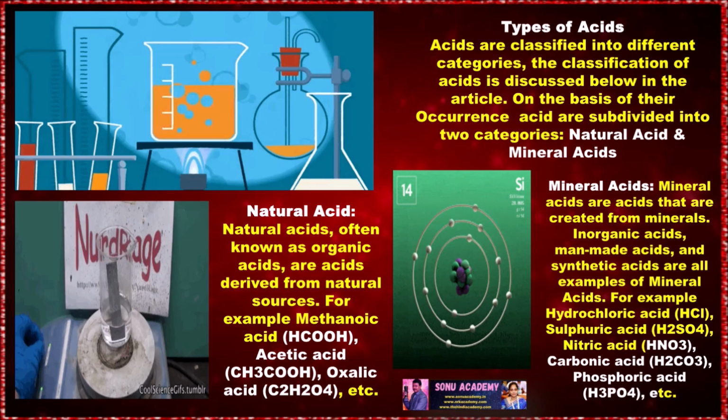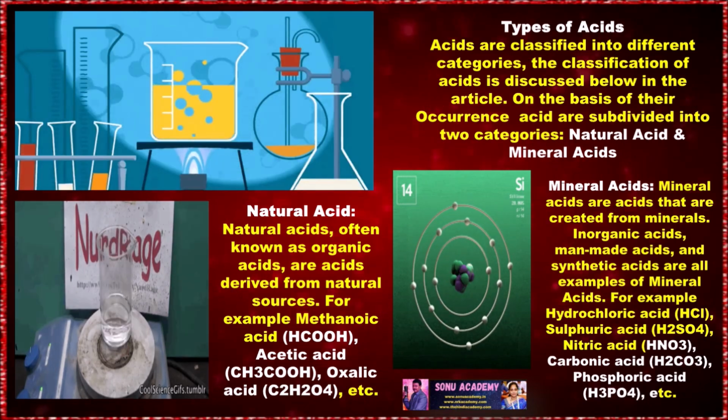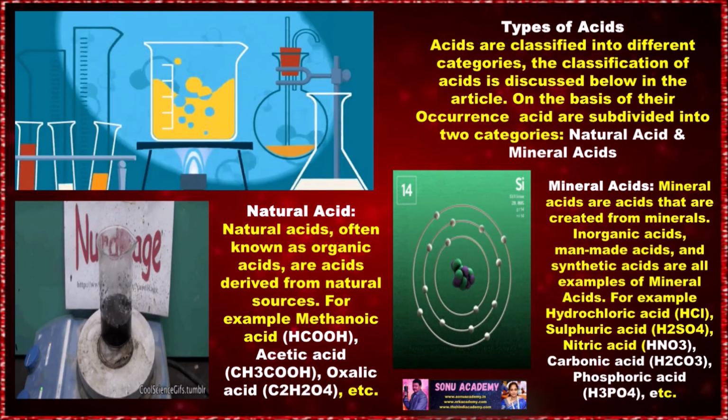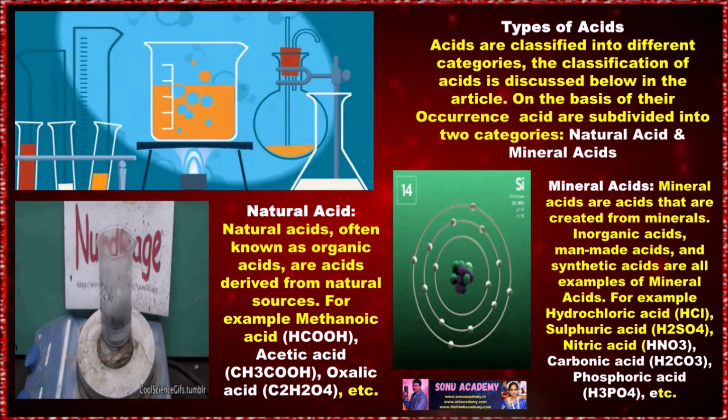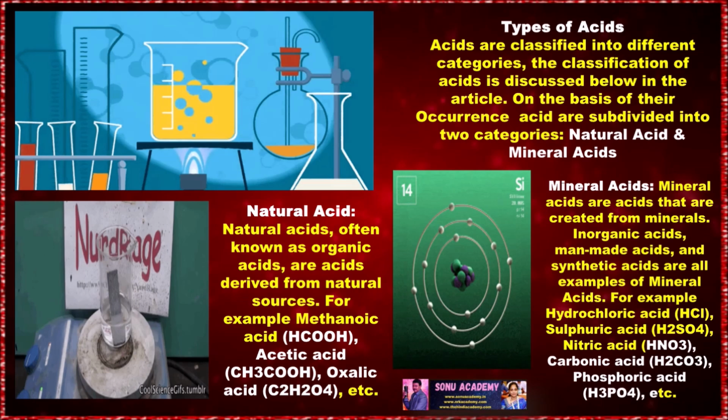Natural acids. Natural acids, often known as organic acids, are acids derived from natural sources. For example, methanoic acid, acetic acid, oxalic acid, etc.